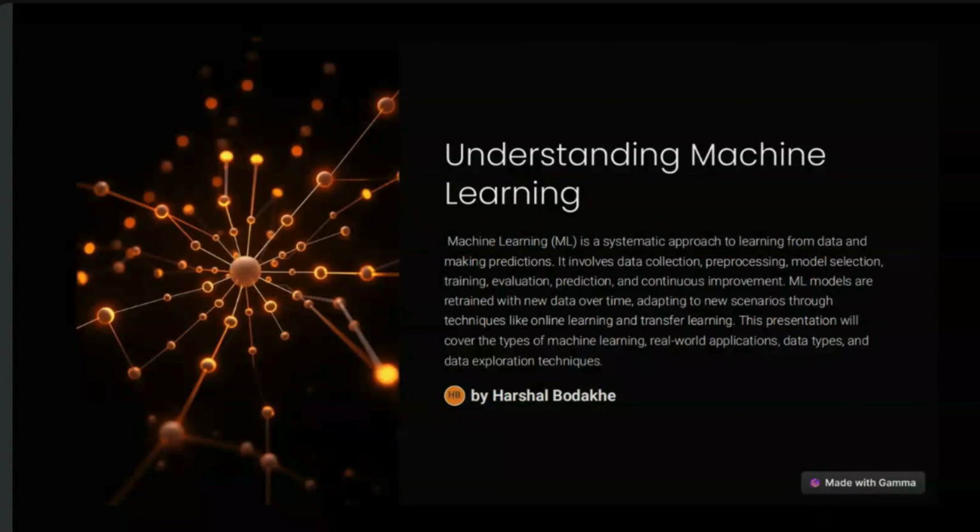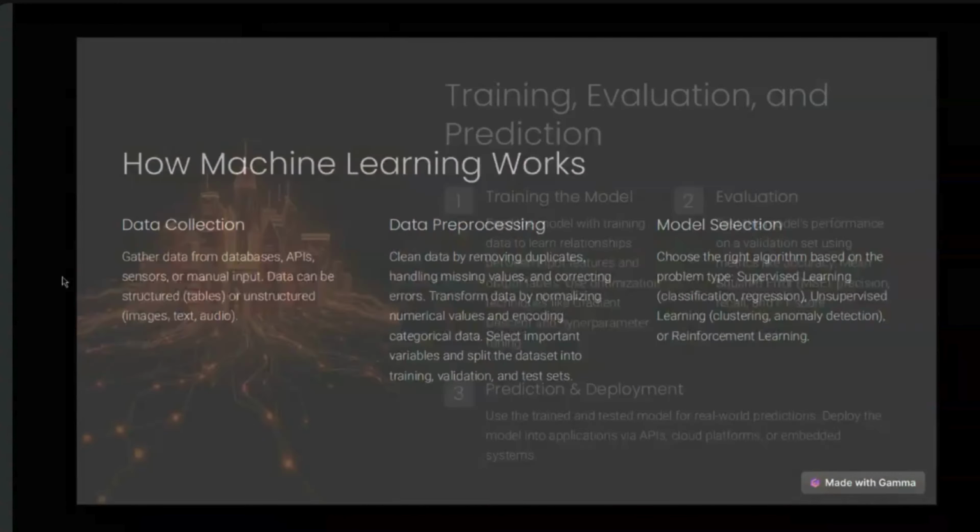This presentation will cover the types of machine learning. Let's see, this is not mandatory to see.